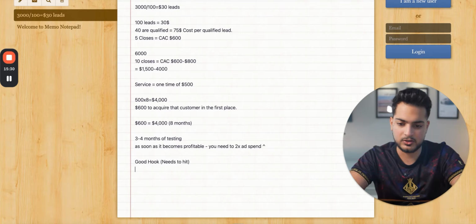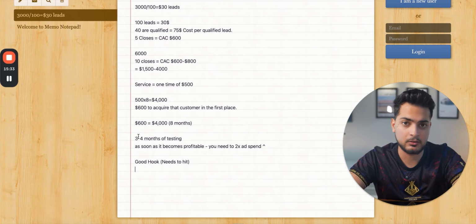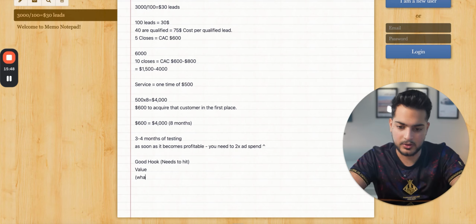And you have to test out multiple different hooks, because chances are the hook you think is going to work the best performs the worst. That happens all the time. And the hook that you think is going to perform the worst performs the best. So until you test that, you don't necessarily know anything. So just have that in mind. A value portion: what is the offer and how is it done? And then call to action.